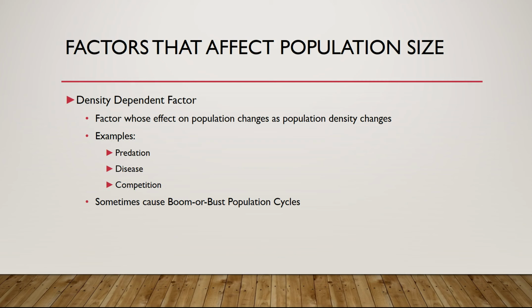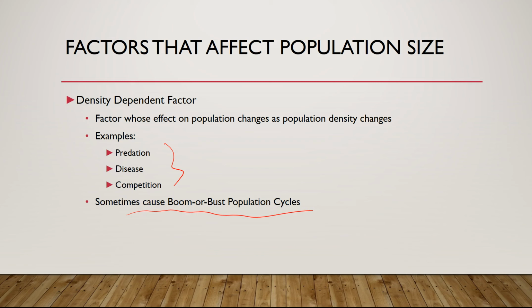Right? So predators, right? The denser a population, the more effect a predator can have, the more effect disease can have, the more effect competition for resources can have. So these are things that increase their effect as the population density goes up, right? And these types of things can sometimes cause a boom or bust population cycle.